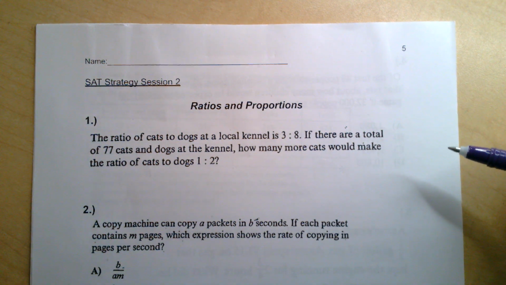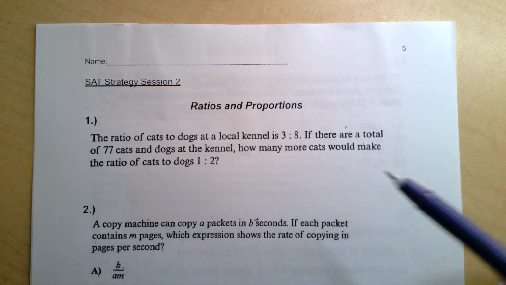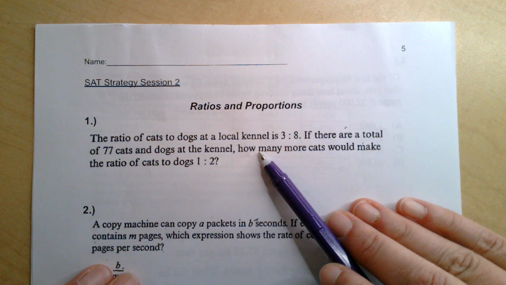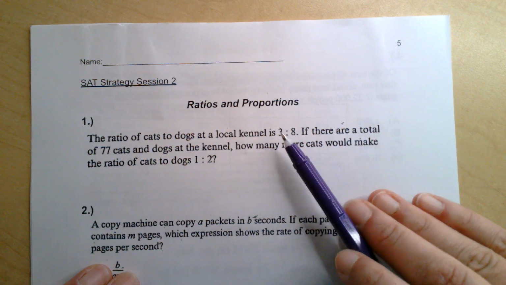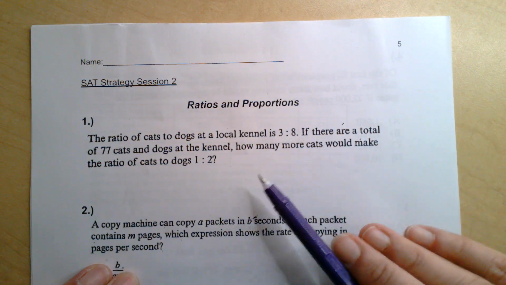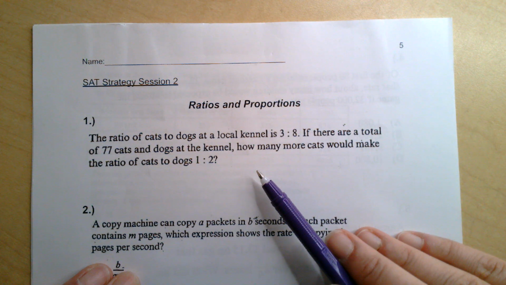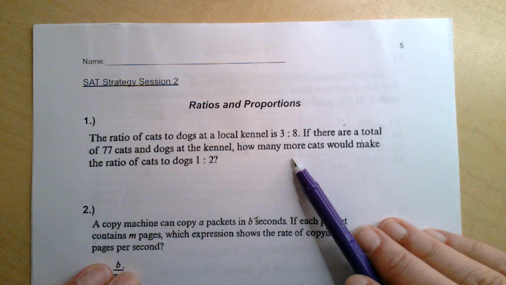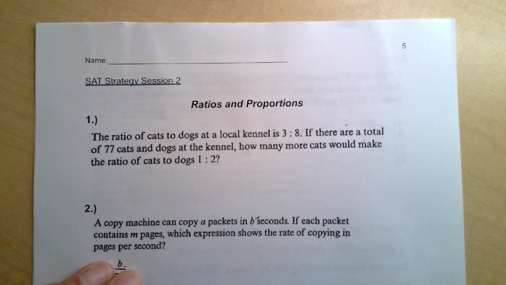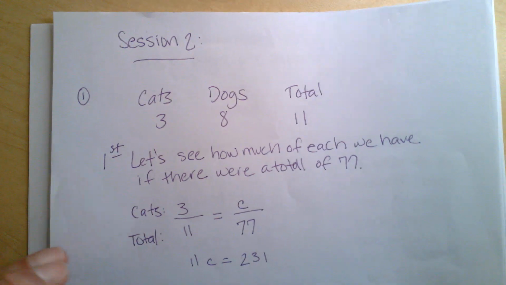This is about ratios and proportions, so let's dive in. The ratio of cats to dogs at a local kennel is 3 to 8. If there are a total of 77 cats and dogs at the kennel, how many more cats would make the ratio of cats to dogs 1 to 2? There is a lot to unpack here, so I did it step by step. Let's take a look at how I did it here.